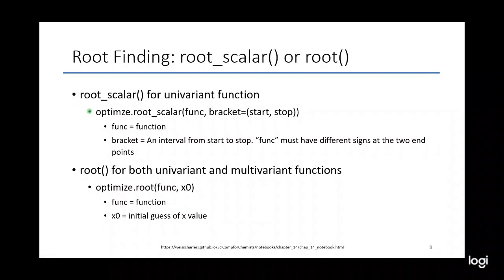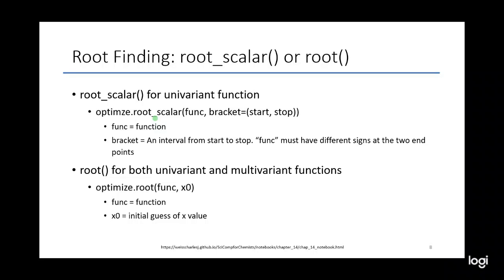Just like the minimization function, there are two versions of root finding functions: optimize.root_scalar function, and optimize.root function. The root function can handle both univariate and multivariate problems, while the root_scalar function is limited to univariate functions.